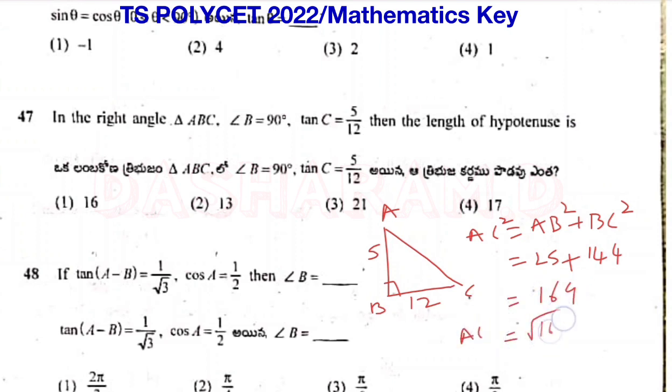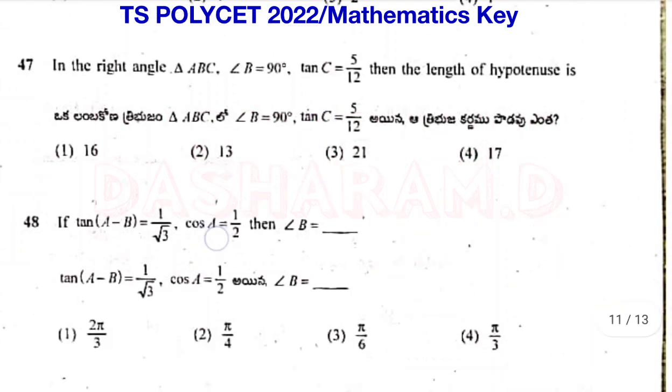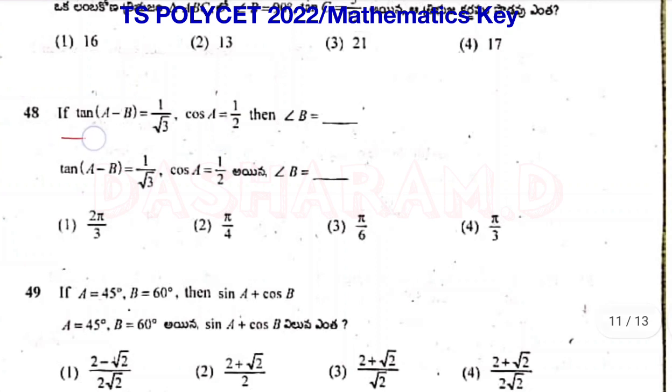Then AC equals under root 169, which equals 13. So option 2 is correct. Question number 48. If tan(A minus B) equals 1 by root 3 and cos A equals 1 by 2, then what is the angle B?